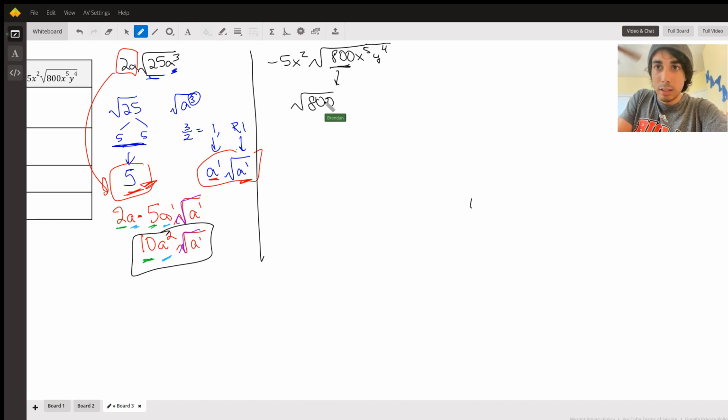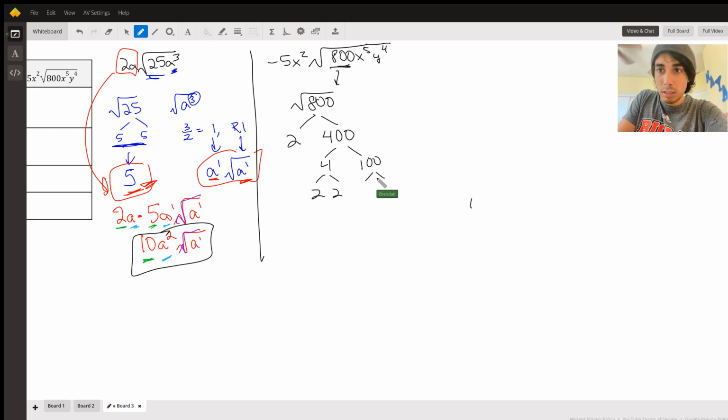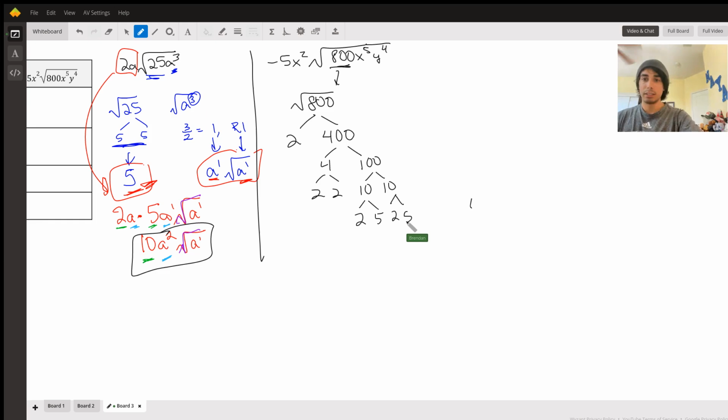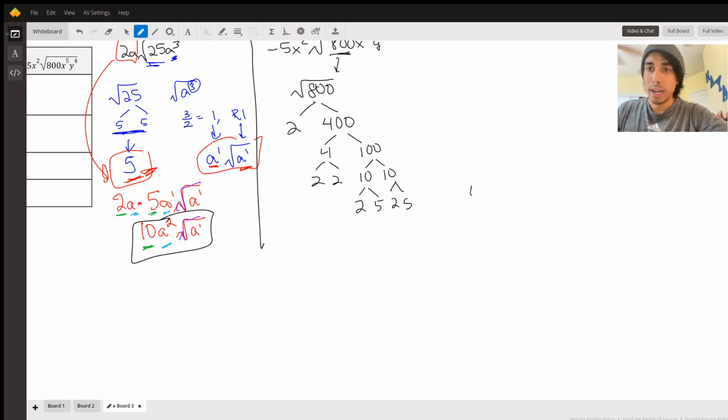Let's break it down. What multiplies to 800? You got 2 and 400. What multiplies to 400? You got 4 times 100. 4 is 2 times 2, and 100 is 10 times 10. And then 10 is 2 times 5, and we got another 2 times 5 over here. All right, so let's write down everything we've got. I'm going to underline it just to make sure we don't forget anything.